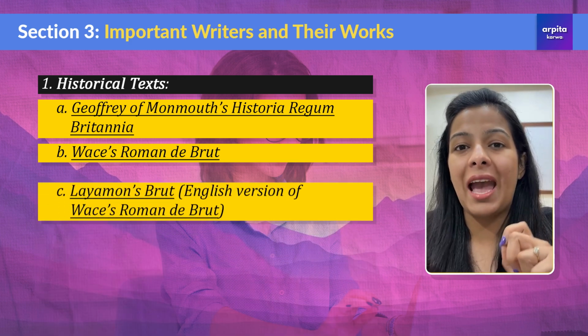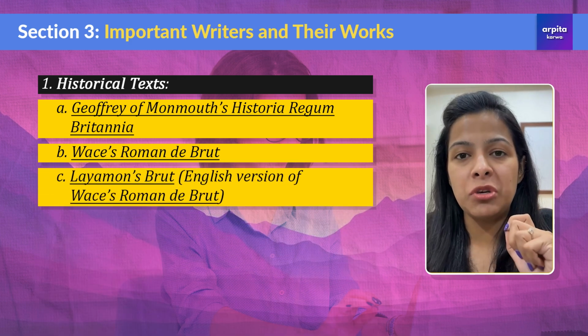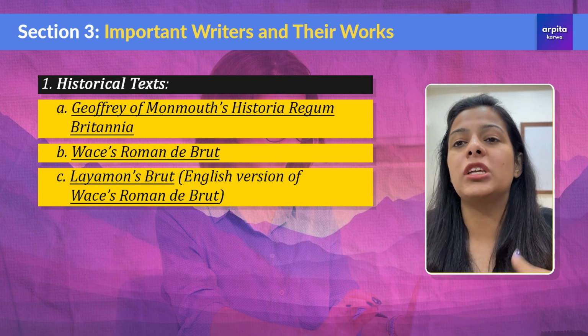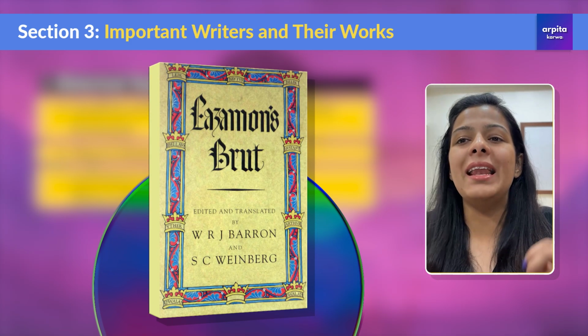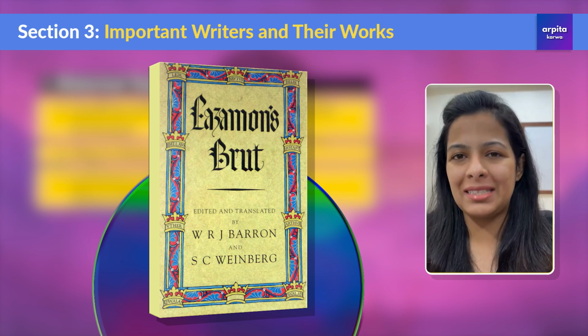Okay, and then we have Layamon. Now, what does Layamon write? Layamon wrote something called Brut. Now, this is a Middle English version of Wace's text.